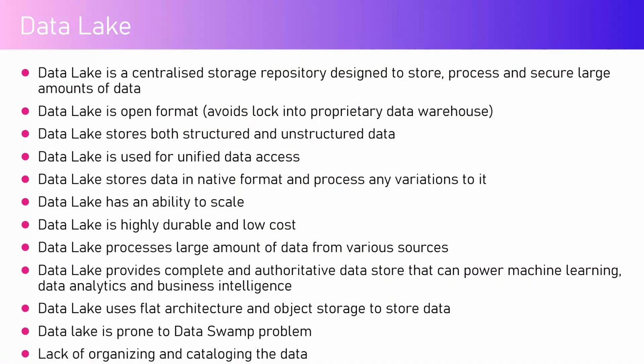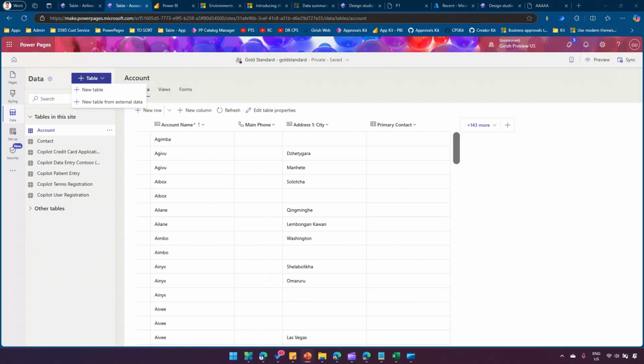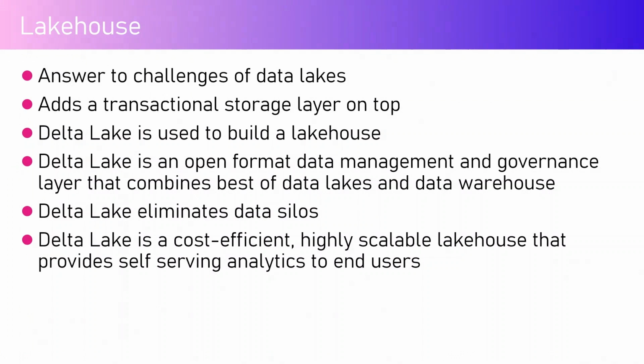Now, from a data lake, there is a concept called as Lakehouse. So, Lakehouse basically addresses the challenges which are provided by data lake. Lakehouse allows you to add a transaction storage layer on top of the data lake. So it's in the form of a delta lake. So delta lake is basically used to build a lake house, and delta lake is an open format data management and governance layer that combines best of data lakes and data warehouse. Now I've covered this in a separate video when I was explaining about lake house and Azure data lake.